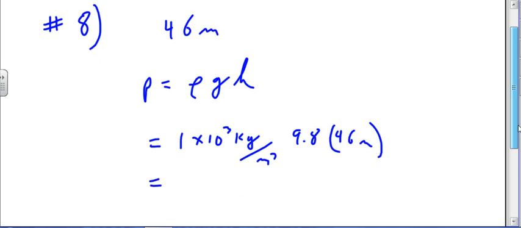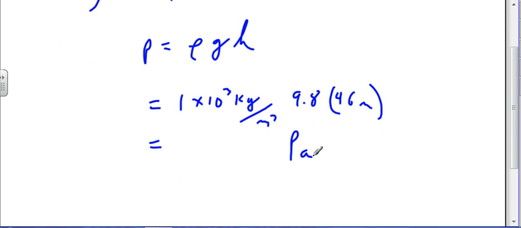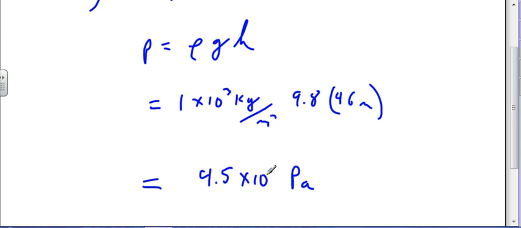Now when we get done, we're going to have pascals, because our answer is going to be in pascals. So we'll just put that down. Pascals. All right, well, that's good. 1E3 times 9.8 times 46. And it looks like 4.5 times 10 to the 5th pascals.